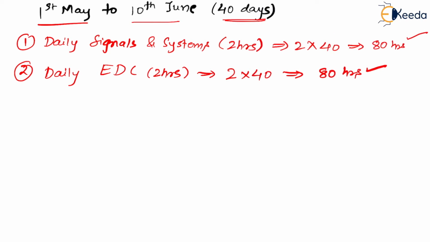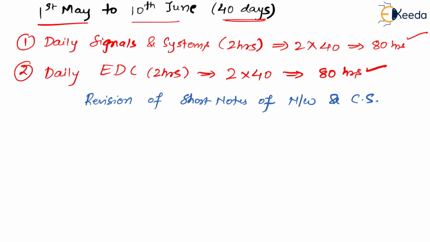Now at the same time, what are you supposed to do here? At the same time, you are supposed to do revision of short notes of network theory and control systems. Networks and controls, you have to revise the short notes within these 40 days. Now apart from this, that is the first thing you have to do.